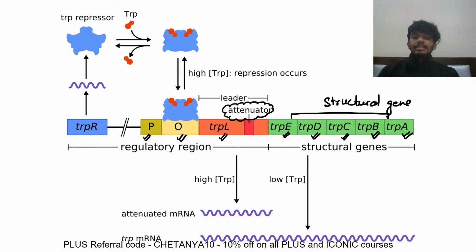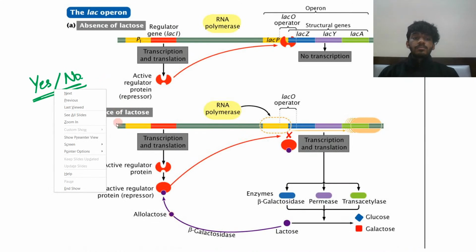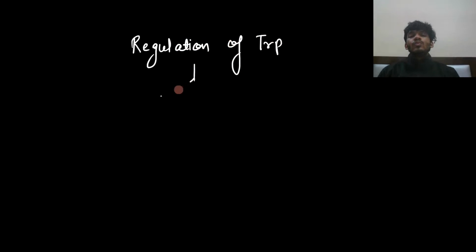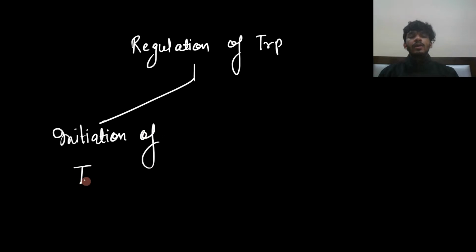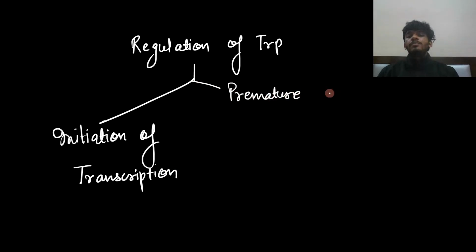Okay. Then I said that in the Trp Operon, I'll take a black screen. The regulation of transcription is done in two ways. One is initiation of transcription, similar to the Lac Operon. Initiation of transcription will be regulated. The second thing is premature termination of transcription.